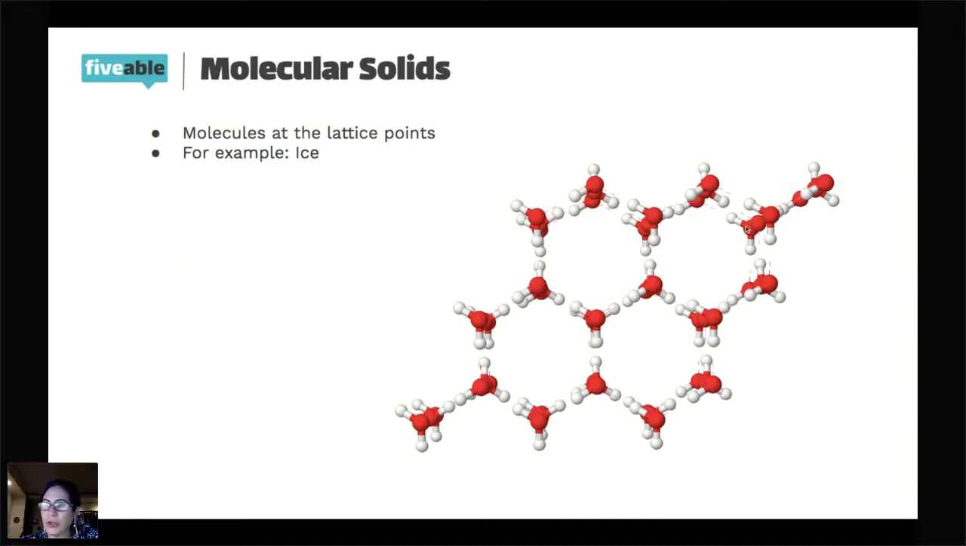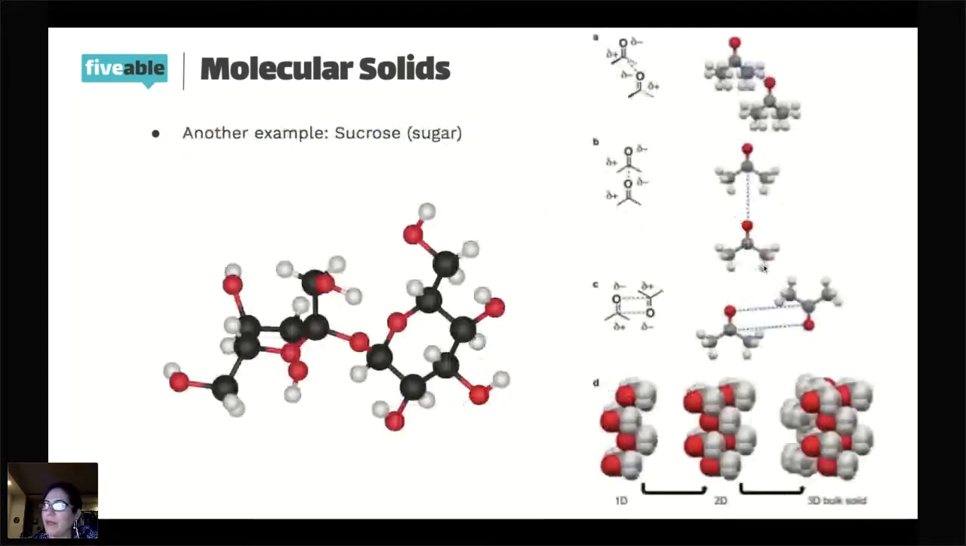Correct. Ice floats in water because it forms this open structure that will be less dense than liquid water, and that's why ice floats in water. Excellent. Okay, another example of a molecular solid will be sucrose, like table sugar, regular sugar.